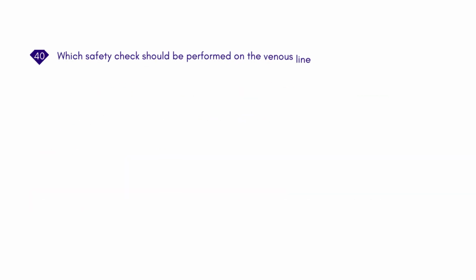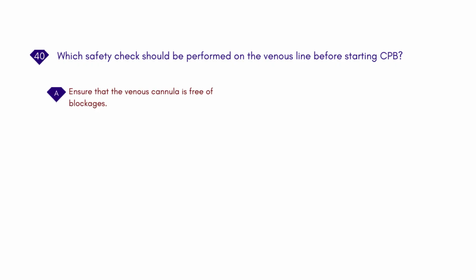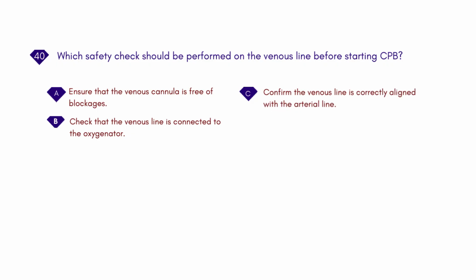Which safety check should be performed on the venous line before starting CPB? A. Ensure that the venous cannula is free of blockages. B. Check that the venous line is connected to the oxygenator. C. Confirm the venous line is correctly aligned with the arterial line. D. Ensure the venous reservoir is completely empty.